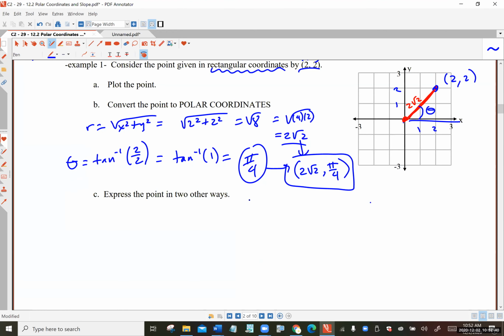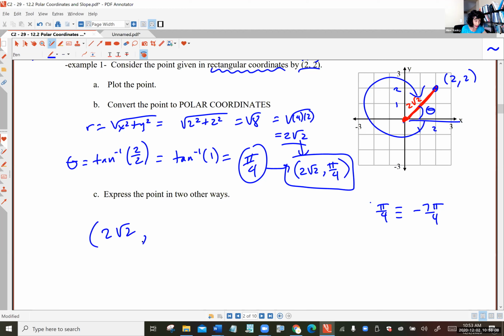Okay, now how do you express the same point in different ways? Because in polar, a representation isn't unique. Well, we could use the fact that if we went around in the reverse direction like that, that angle would be negative 7 pi fourths. In other words, pi fourths is the same as negative 7 pi fourths. Normally you wouldn't do something like that, but it's still legit. Here's another expression of the same point. Kind of weird, but it's the same point right here.